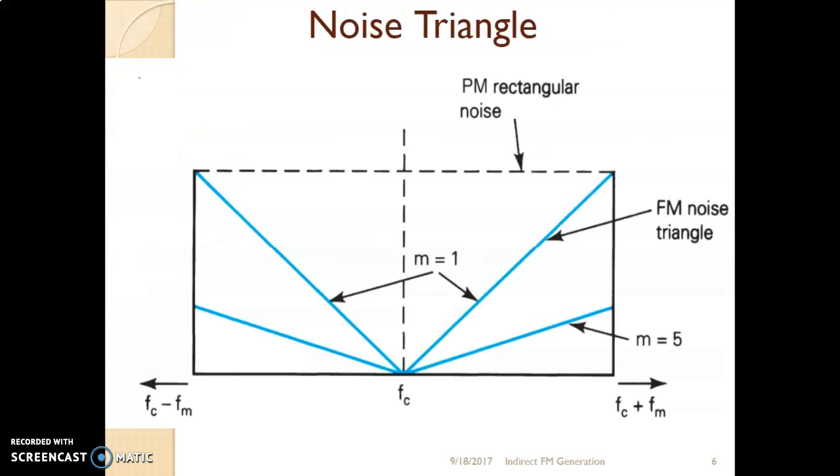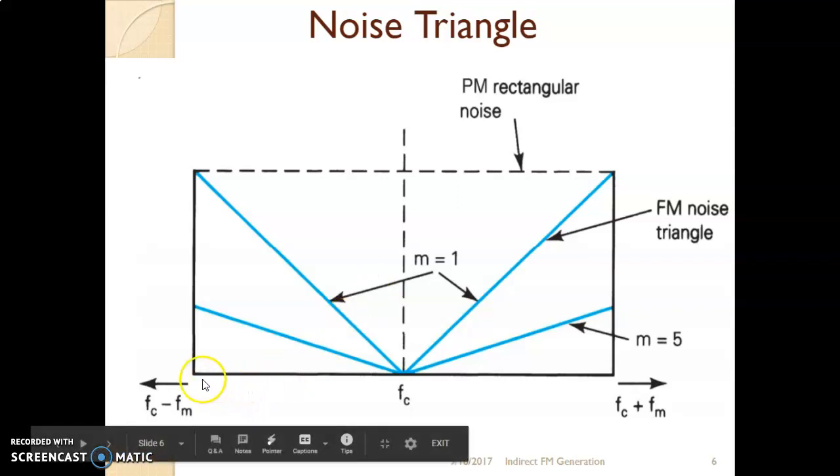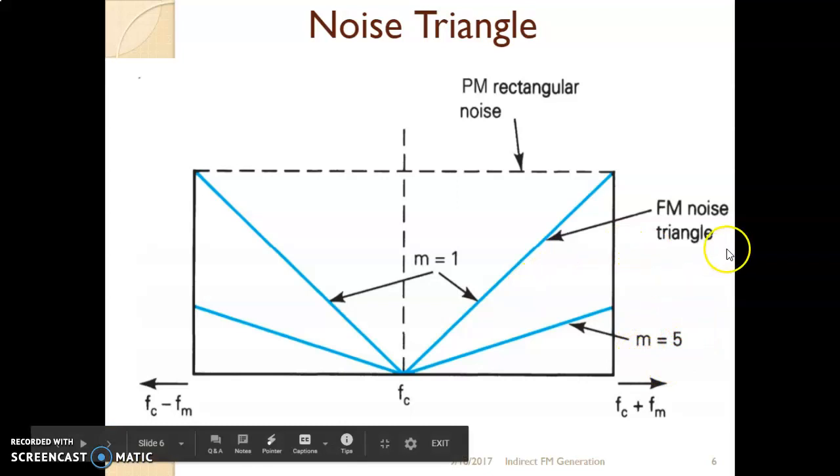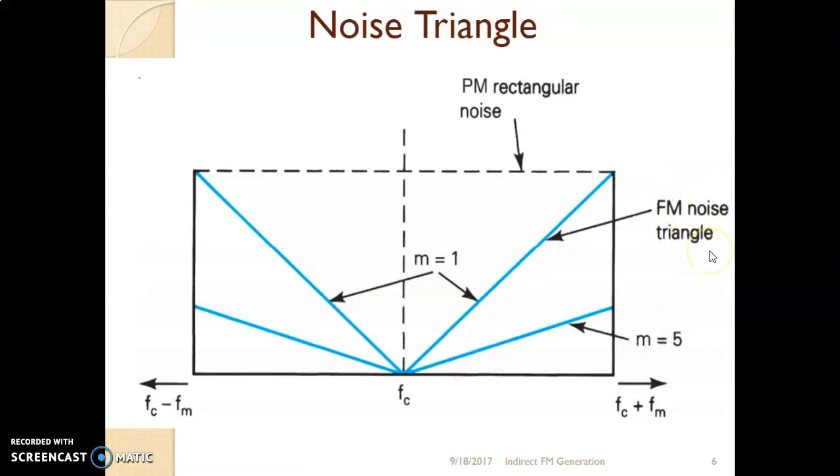Here you can see the graph of the noise triangle, and why it is called a triangle is explained here. For reading this graph, on the x-axis you can see the carrier frequency Fc. On one side we have Fc plus Fm, and on the lower side we have Fc minus Fm. Here you can see two graphs shown with modulation index of 1 and modulation index of 5. This graph is called the FM noise triangle.